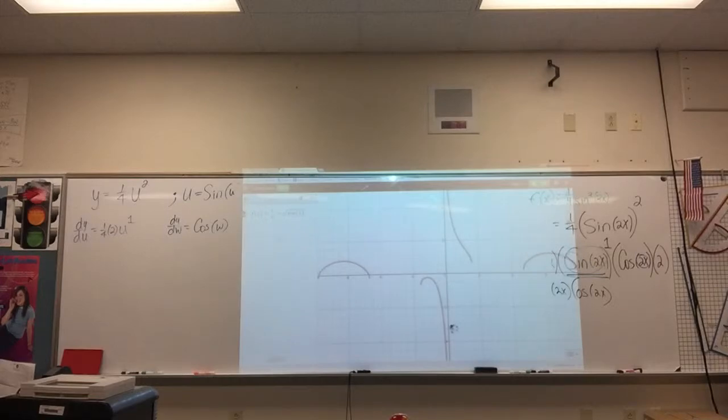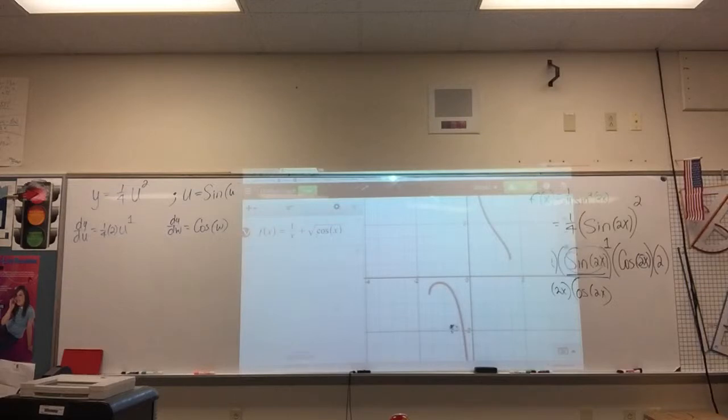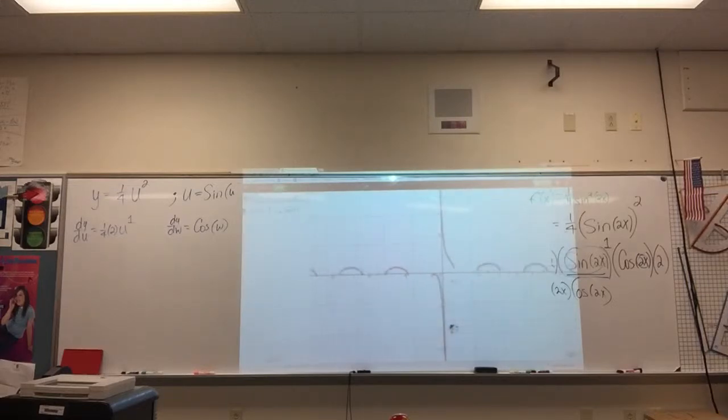So this is 1 over x plus the square root of the cosine of x. This is what the graph of it looks like. Now, where did we want it? Negative 4 over pi squared, pi over 2. All right. What's pi over 2? Where's pi over 2 here?